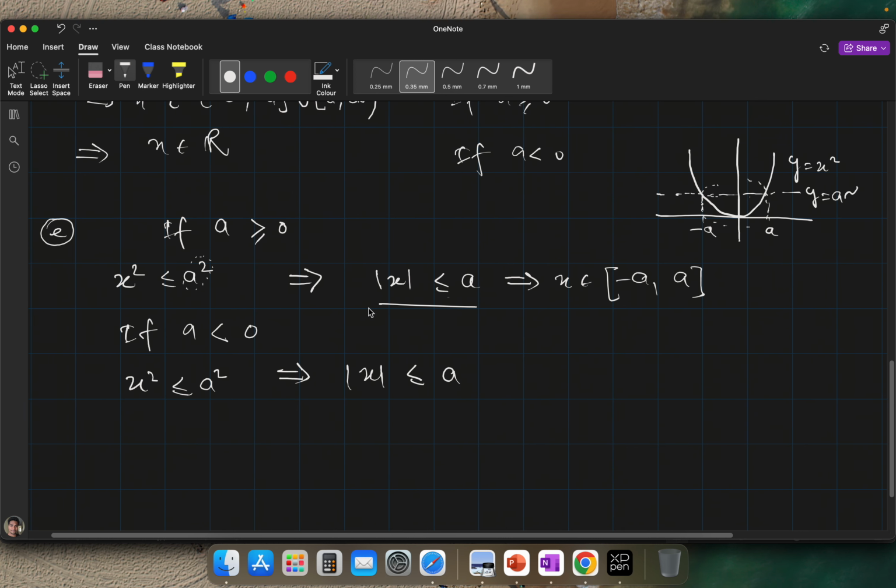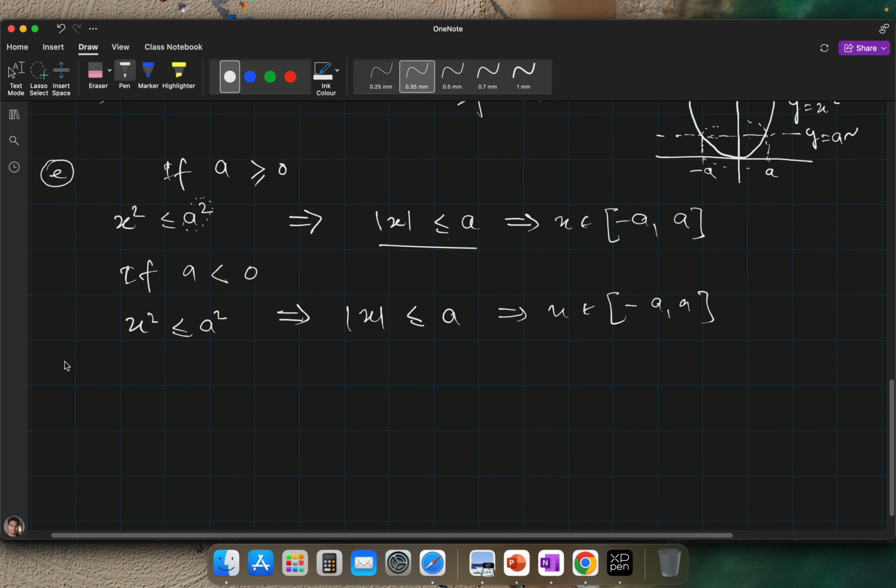Now I am asking, if a is less than 0, then you can see that even if a is less than 0, this square will make it positive. Still the same equation will hold. So again you can write it as minus a to a. Fine?